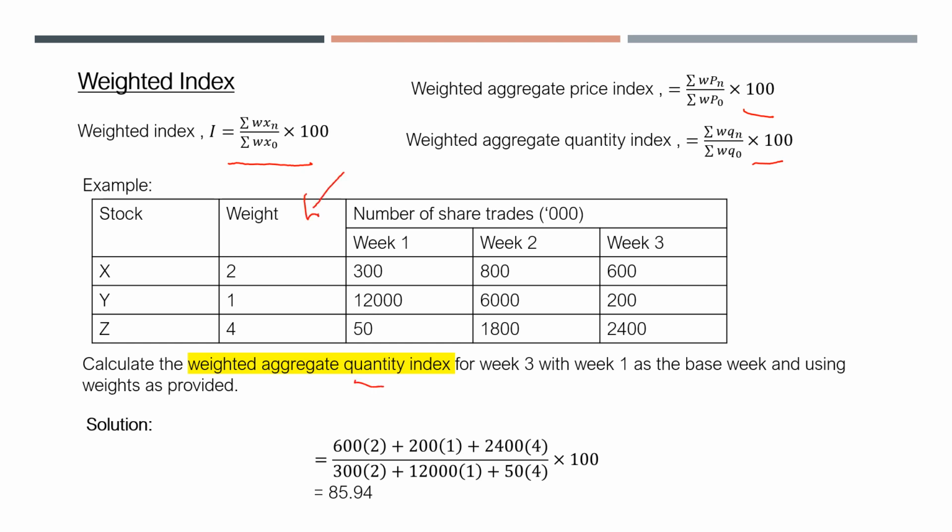For this, we have to find the quantity. So we look for the quantity for week 3. Week 3 is the current week that we are going to find, and the base is week 1. You just have to multiply W with each of the stocks X, Y, Z. W times this, the next one times this, the next one times this, and the same goes for week 1. W times the week 1 quantity, and so on. After that you times 100, you get an answer.